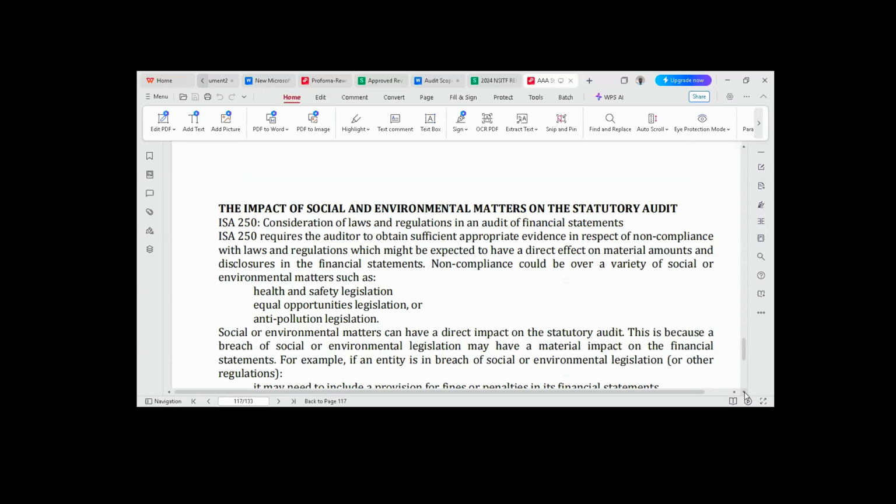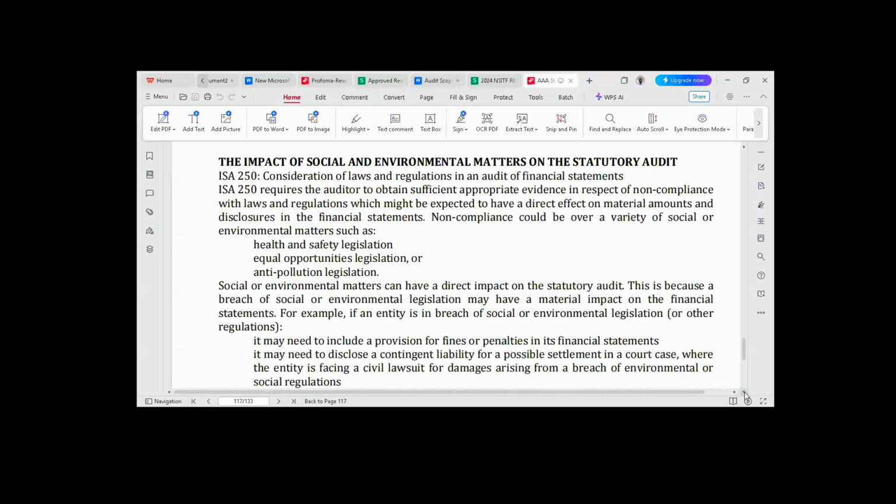Okay, so ISA 250 requires the auditor to obtain sufficient appropriate evidence in respect of non-compliance with laws and regulations, which might be expected to have a direct effect on material amounts and disclosures in the financial statement. Non-compliance could be over a variety of social or environmental matters, such as health and safety, equal opportunity legislation, and anti-pollution legislation.